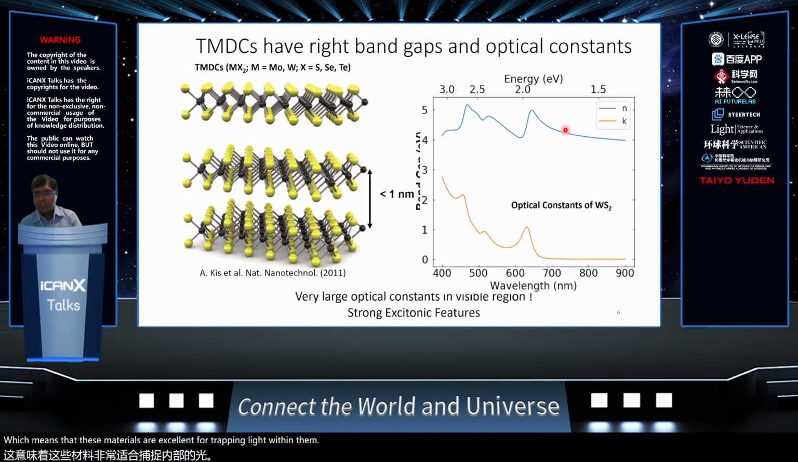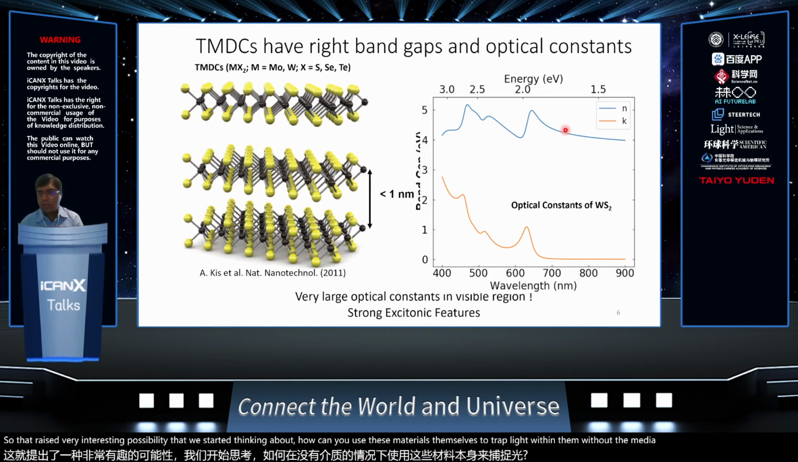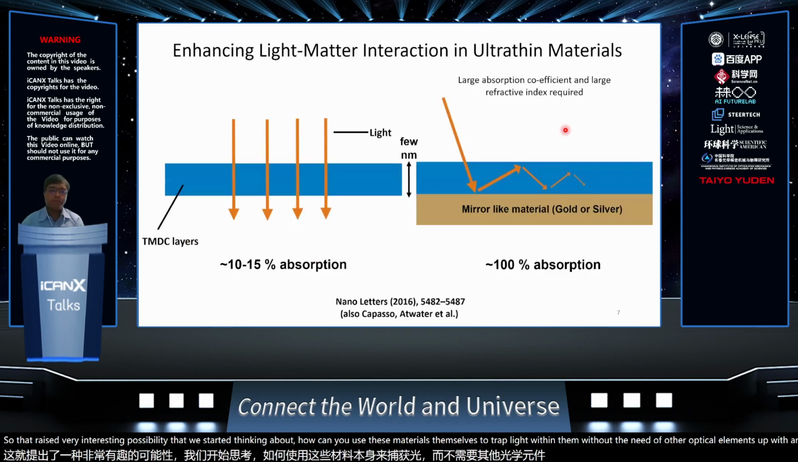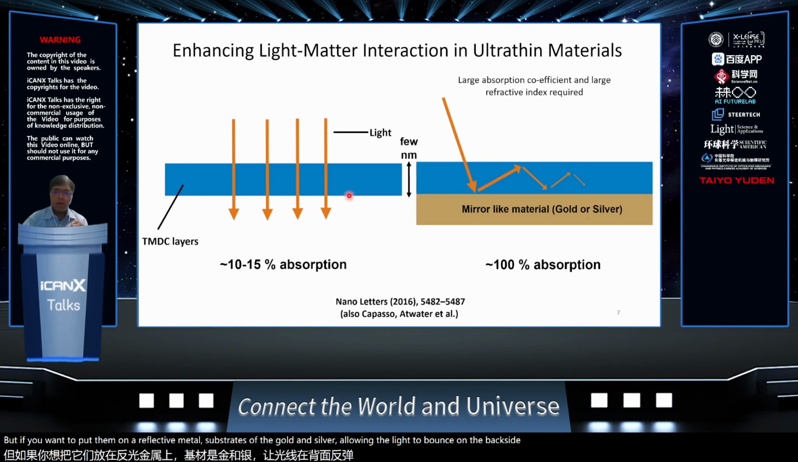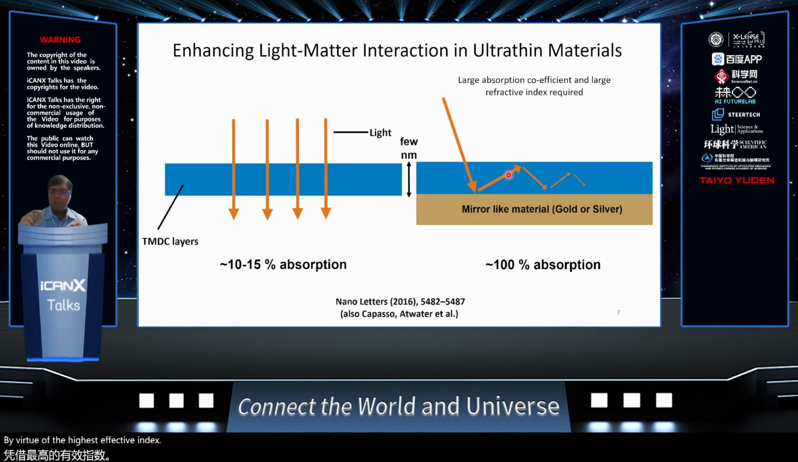So that raised very interesting possibilities, and we started thinking about how you can use these materials themselves to trap light within them without the need of other optical elements or optical cavities outside. This was the postulation we started to look at: freestanding transition metal dichalcogenide layers would typically absorb just 10 to 15% of the light. But if you were to put them on a reflective metal substrate, such as gold and silver, allowing the light to bounce from the backside, by virtue of the high refractive index and high extinction coefficient, you could have destructive interference happen even in just a few nanometer thick material.